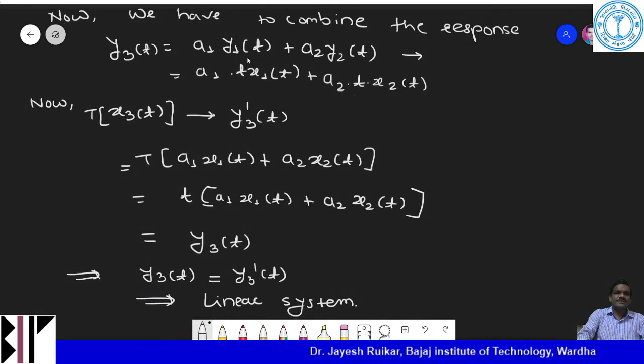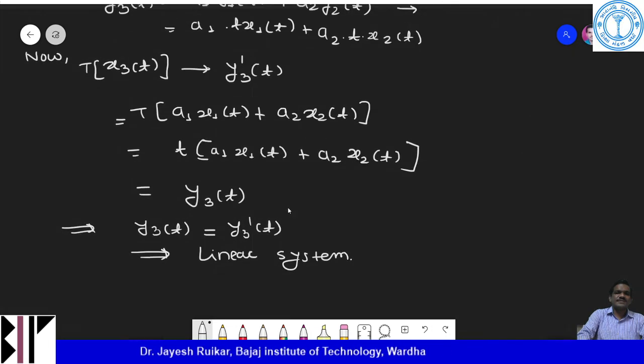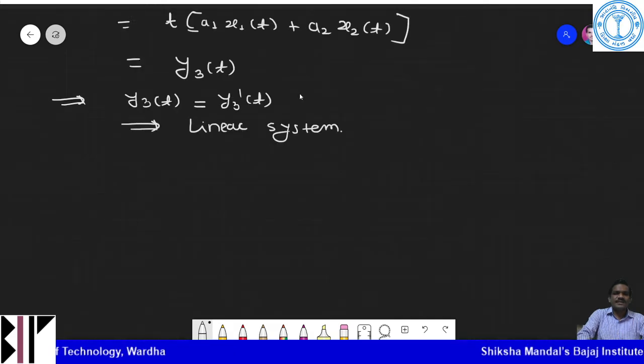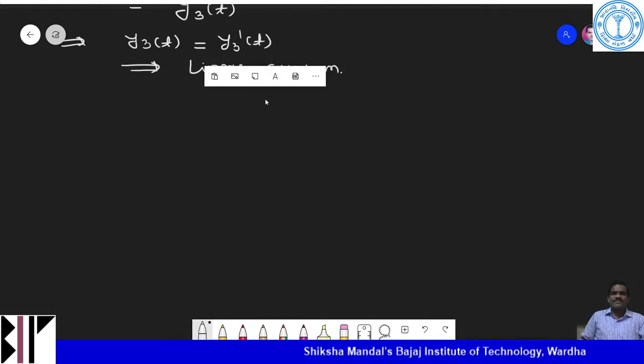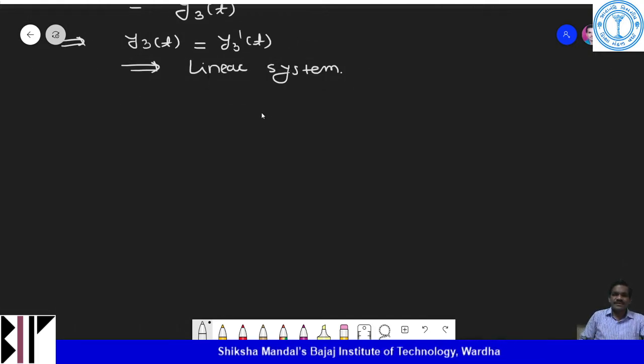This linear combination of two responses is equal to the response of the system, that is, this is your y3 of t. We have applied a response to a system. If you did not understand, I will explain it in another way, in a graphical manner, so that you will understand better.